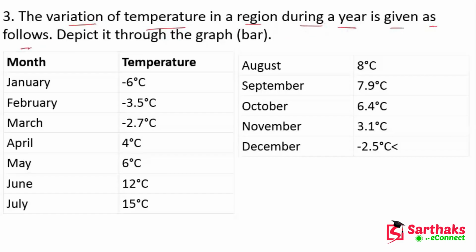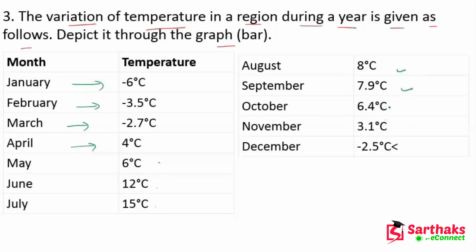Now the next question is: the variation of temperature in a region during a year is given as follows. Now depict it through a bar graph. We have the month and temperature; we have 12 months, so there are 12 temperatures. In January it is minus 6 degrees centigrade, in February minus 3.5, in March minus 2.7, in April 4 degrees, and then 6 degrees, 12 degrees, 15 degrees, 8 degrees, 7.9 degrees.